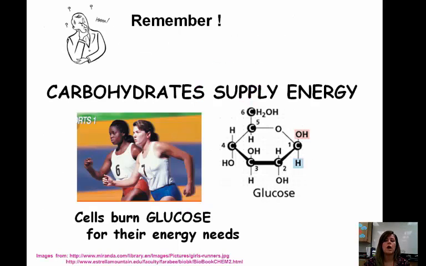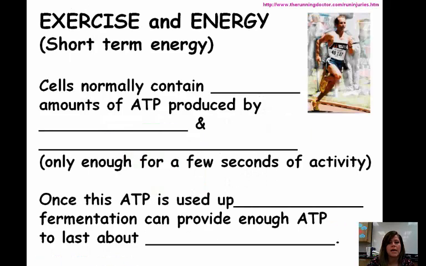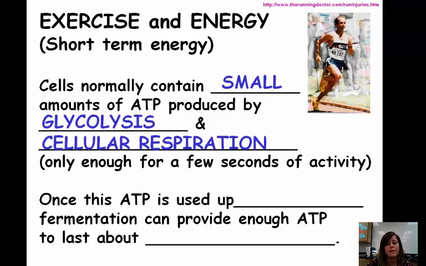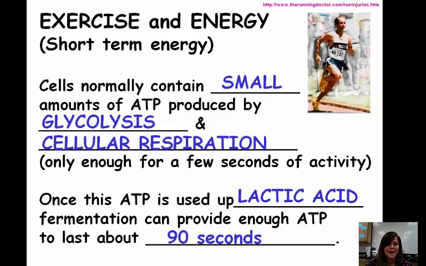So if you remember, carbohydrates supply us with energy, so that's why we particularly talk about glucose for our energy needs. So exercise and energy. So for short-term energy, cells normally contain small amounts of ATP produced by glycolysis in cellular respiration, but that's only enough for seconds of activity. Once that ATP is used up, lactic acid fermentation can provide enough ATP to last for about 90 seconds.